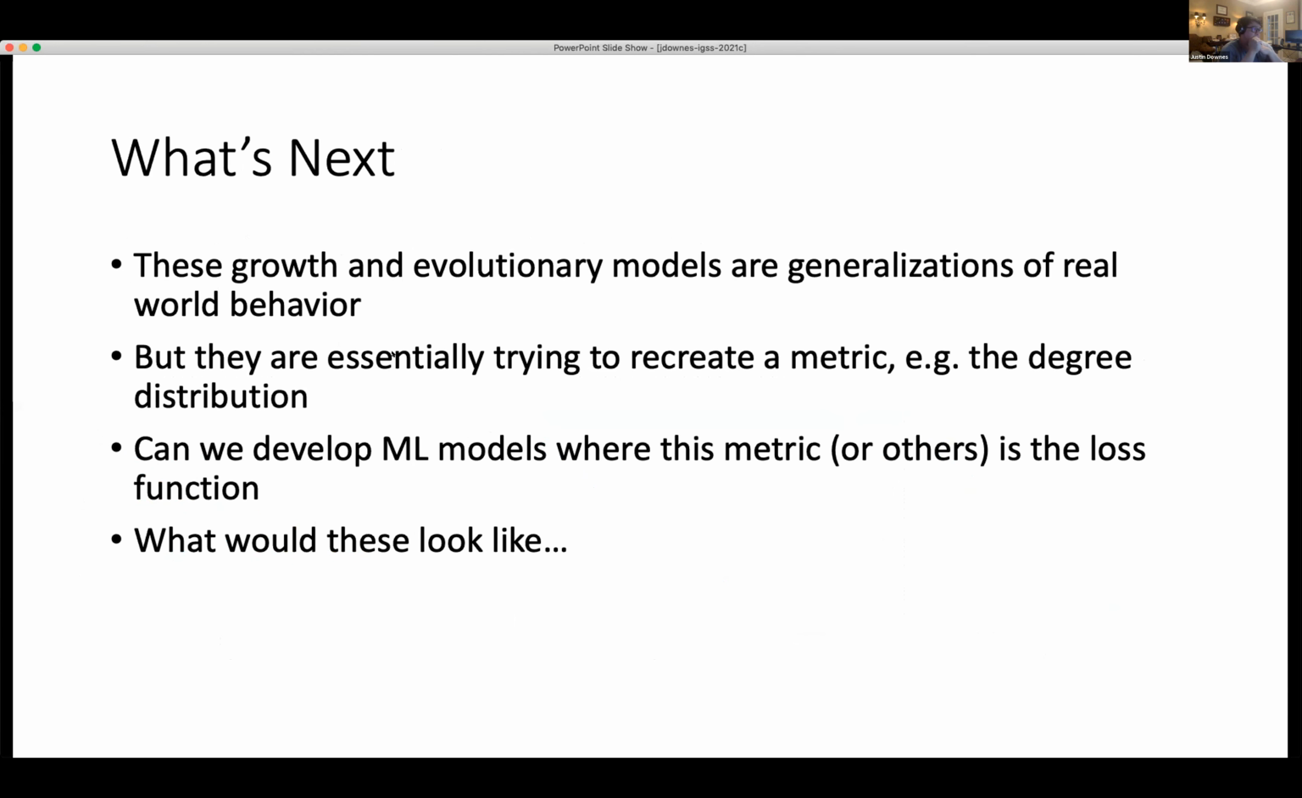These models are generalizations of real world behavior. They're not modeling anything specific in the real world. They're just trying to recreate a metric, in this case, the degree distribution. So can we develop ML models where this metric operates as a loss function? And what would these look like?